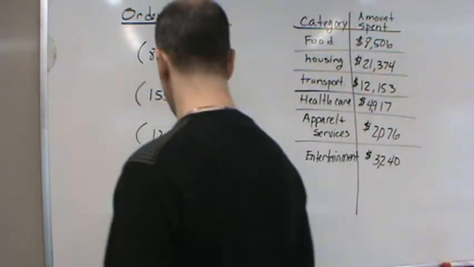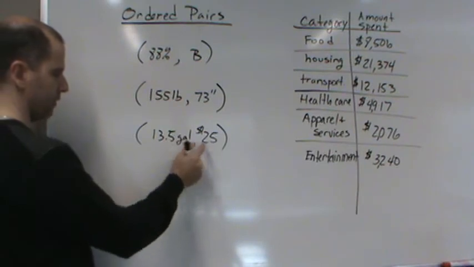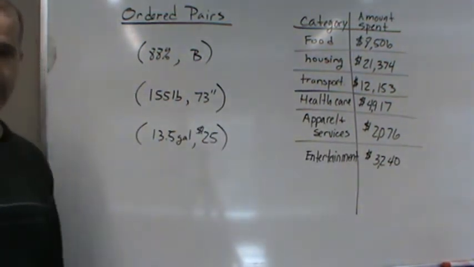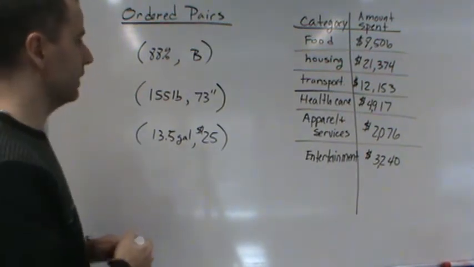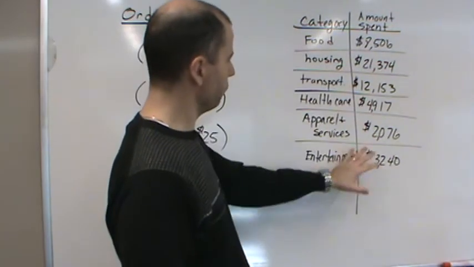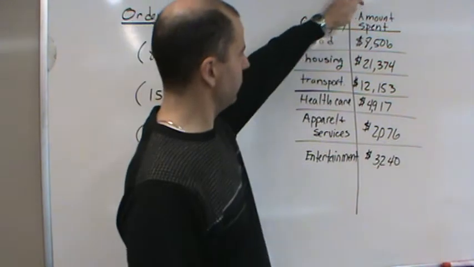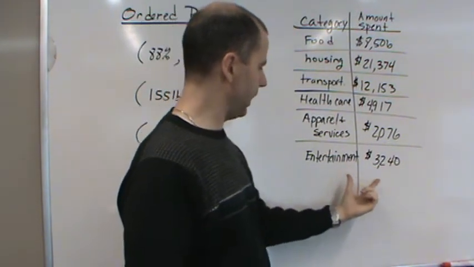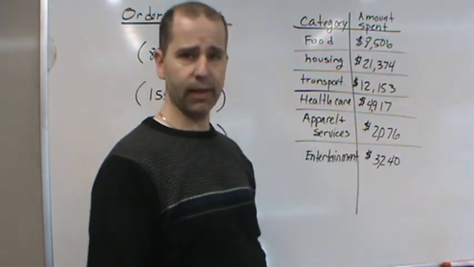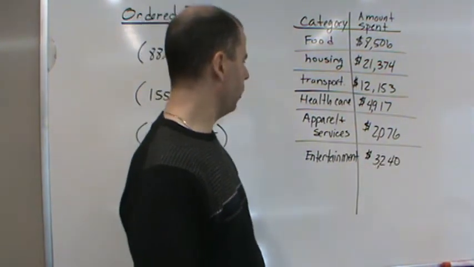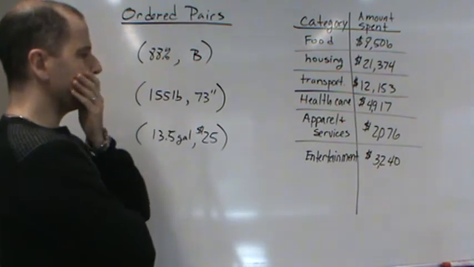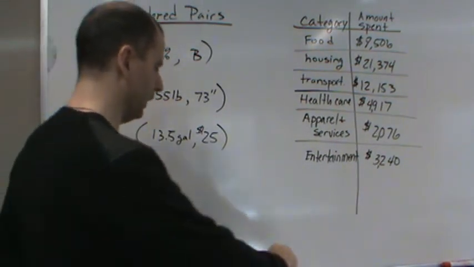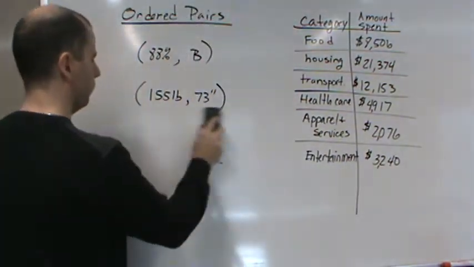So it comprises two components that are separated by a comma and inside parentheses. Okay? So let's look at this example here. Let's say we have a table, a category, and we're looking at expenses here. We've got these listed categories and the amount of money that was spent on these categories. If I wanted to say, give me the ordered pair that would relate housing.